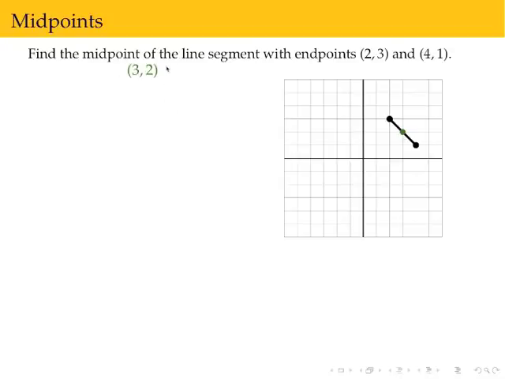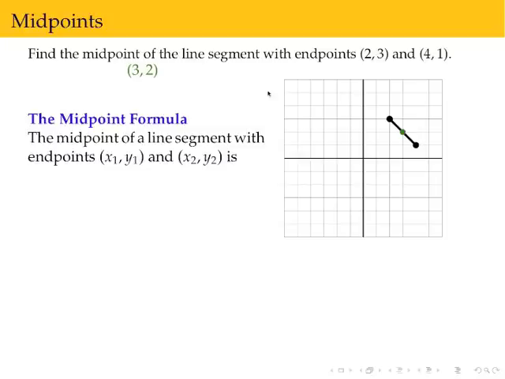Now notice that 3 is the average of 2 and 4. It's the average of the x-coordinates. 2 is the average of the y-coordinates. And midpoints will always work like that.